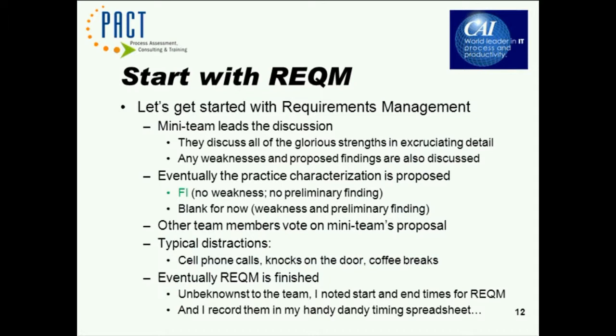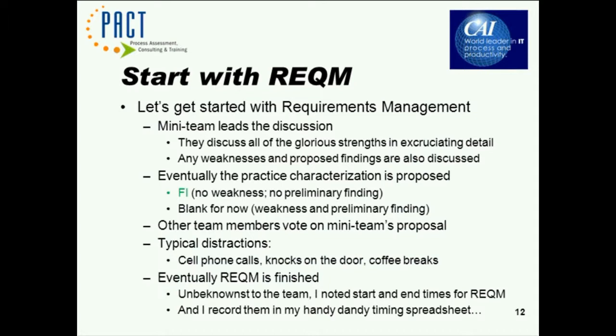about what they saw with respect to practice 1 in project A and practice 1 in project B. And they're going on, talking about all that wonderful stuff. They also point out any weaknesses that they identified. So the discussion goes on for a while, but eventually they get around to proposing whether the practice is fully implemented, that is, there were no weaknesses, so we're not going to present a preliminary finding, or there was a weakness that warrants being presented in preliminary findings, in which case we're not going to characterize the practice at this time.